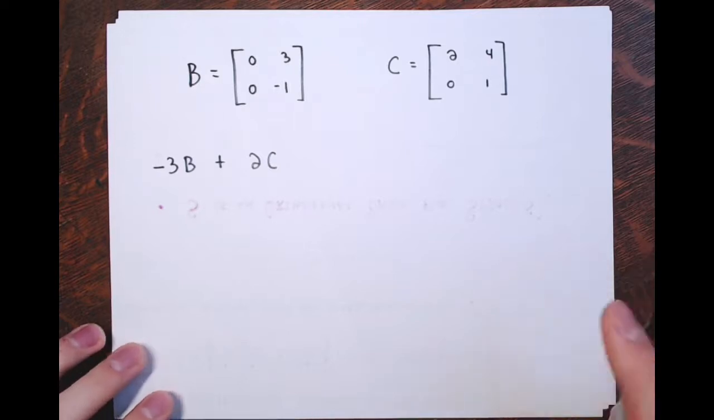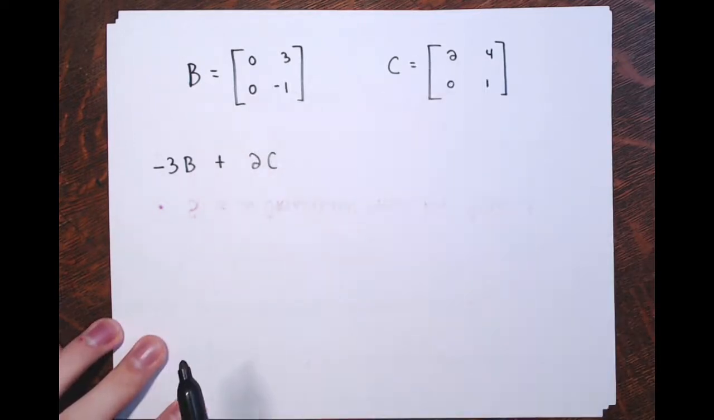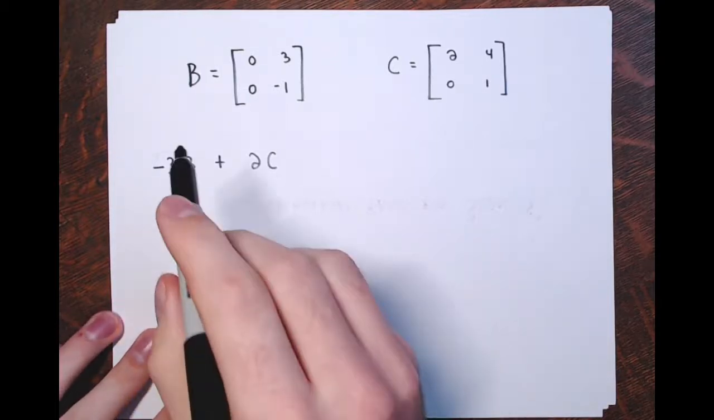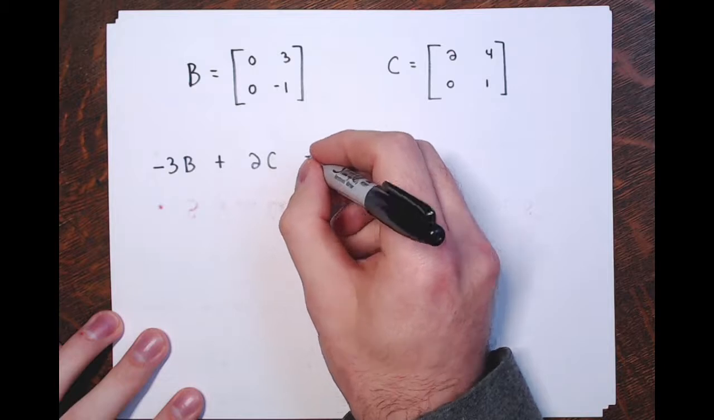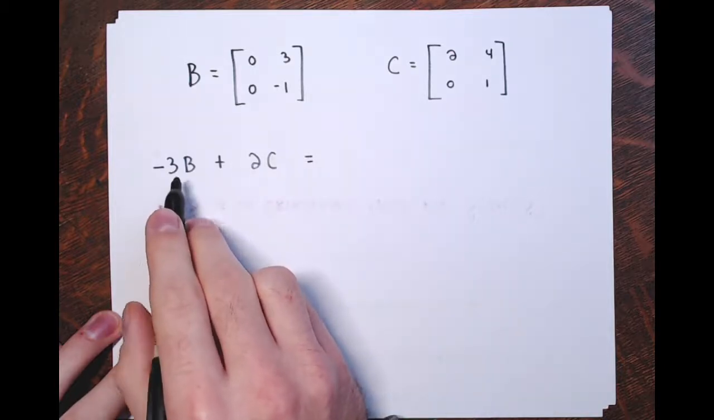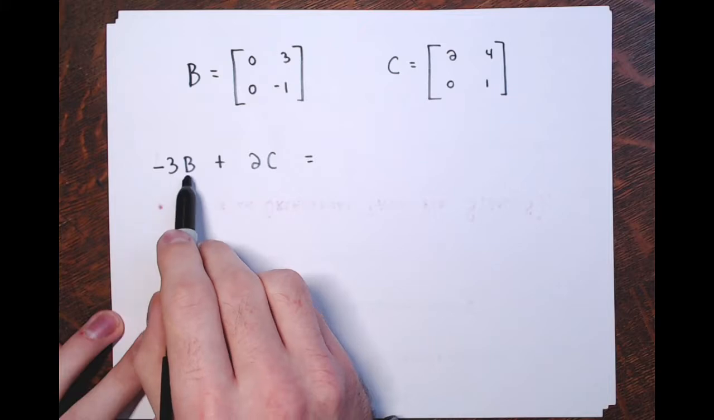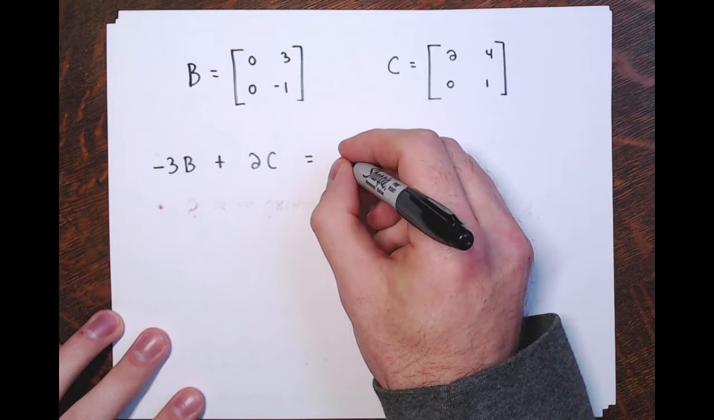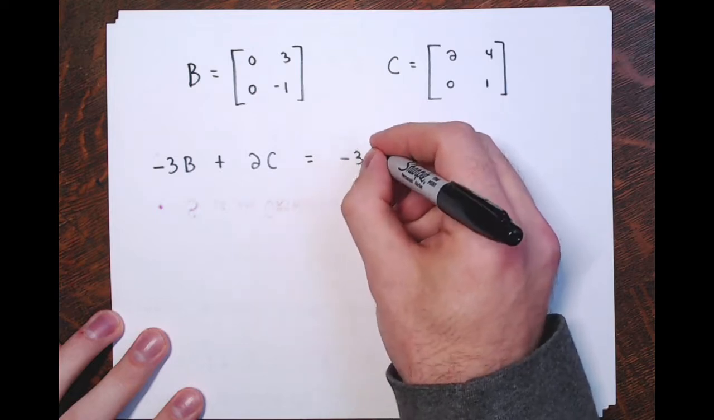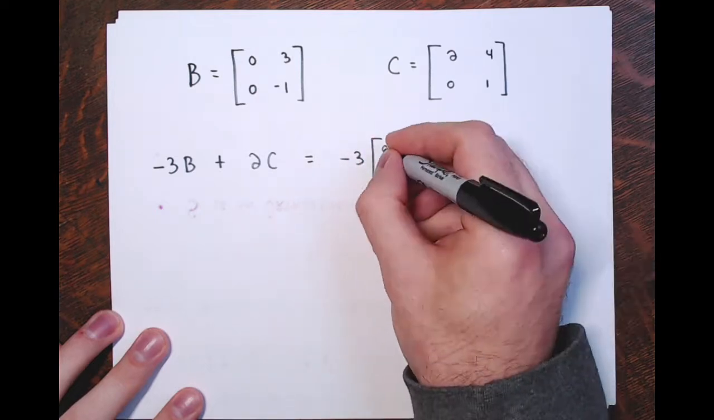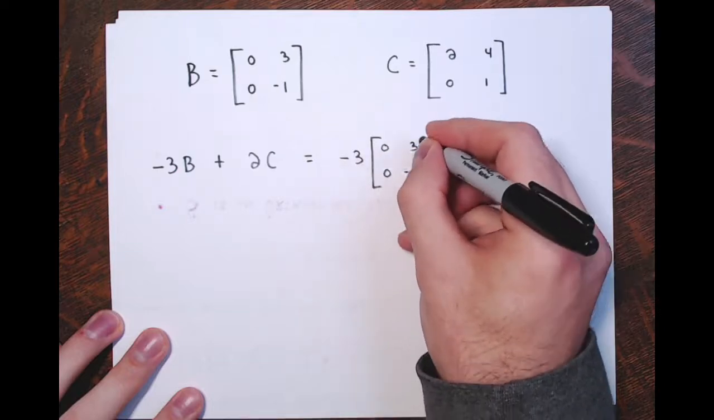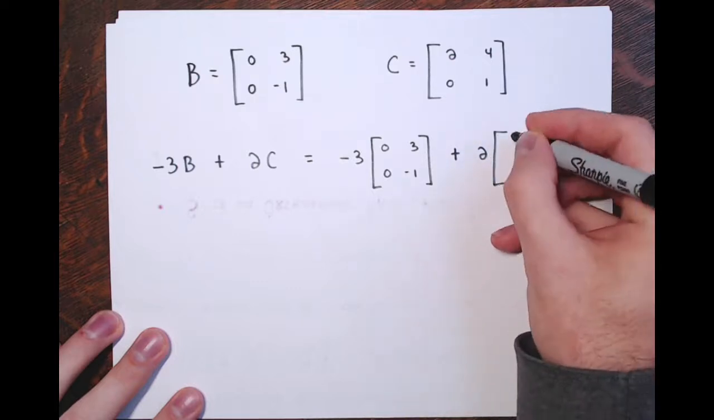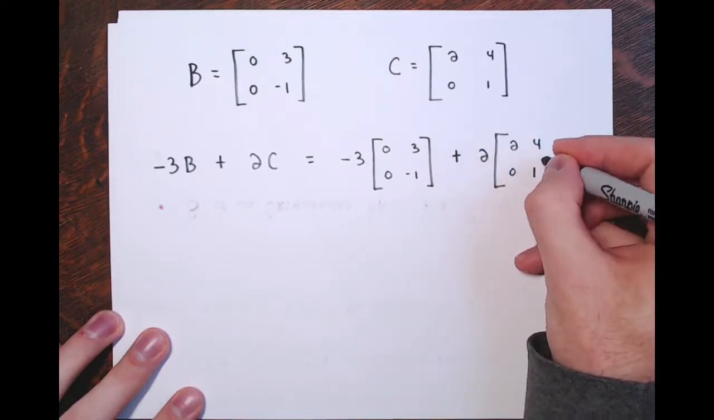All right. So I'm doing this. That was matrix B from the example. Matrix C. They're both 2 by 2 matrices. And then what I'm doing here is the first example in that page that you saw there. -3 times matrix B plus the scalar 2 times matrix C. So writing this out fully, this would be -3 times the 2 by 2 matrix with the 0, 3, 0, -1. That was matrix B. Plus 2 times matrix C with the 2, 4, 0, 1.